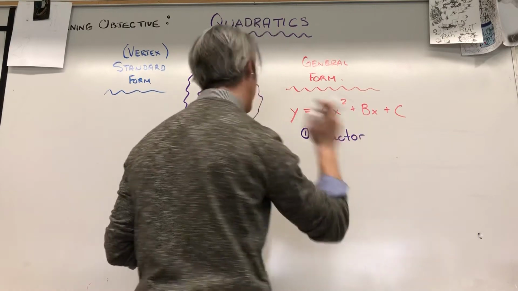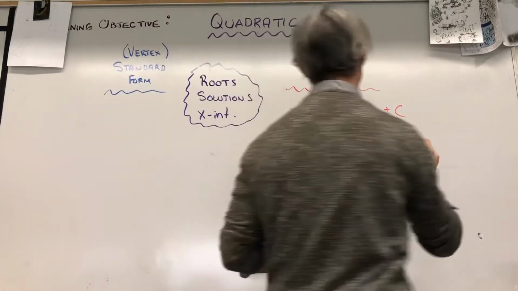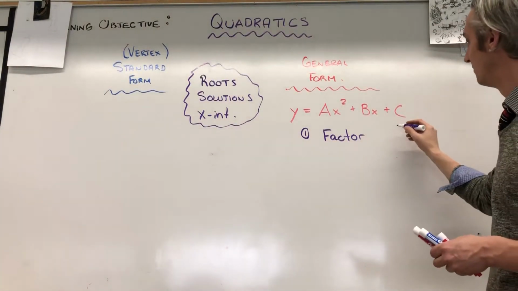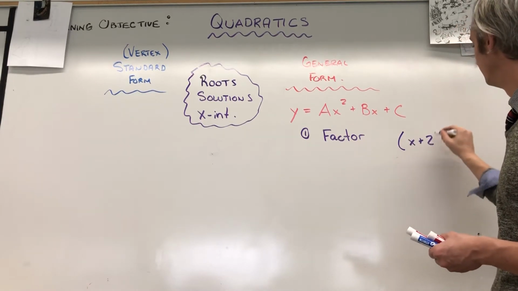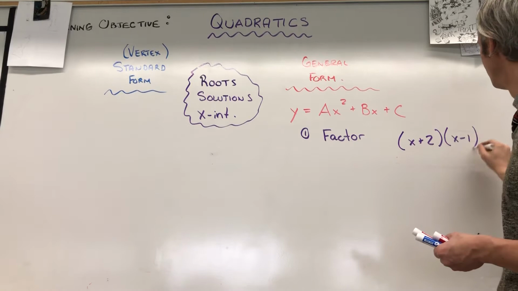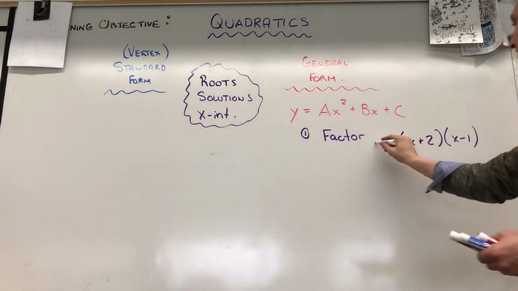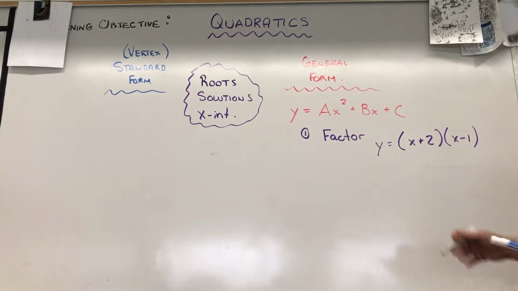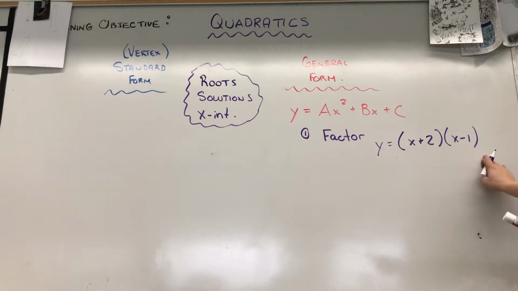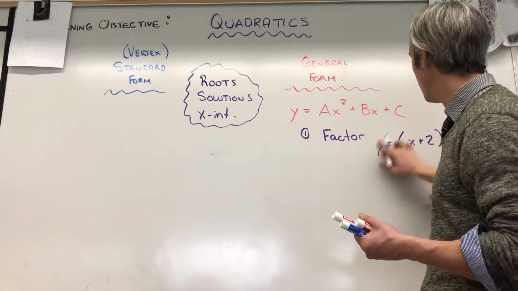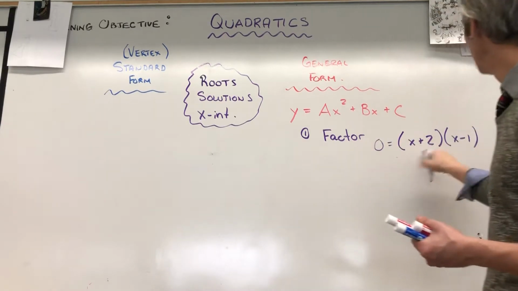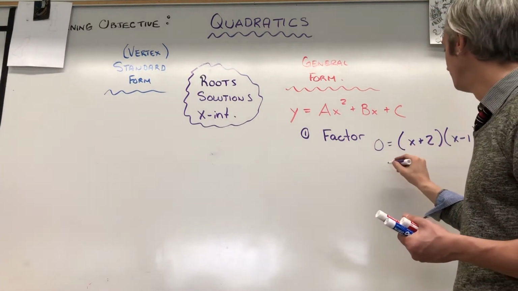And from the factors, I can find the roots. So for example, if I factor something down and I get y is equal to (x + 2)(x - 1), well, we're almost at the solution, or at the roots. But to find the roots, because it's the x-intercept, I have to make y equal to 0. So I have (x + 2)(x - 1) is equal to 0.